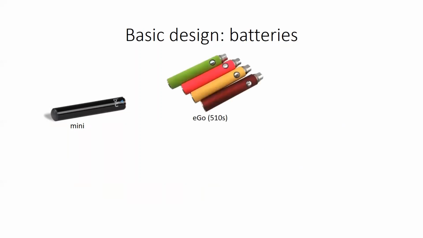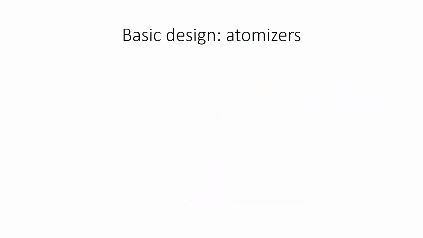You have the batteries. Some of the batteries are called the mini, which is used in cig-a-likes, which I'll show in a while. Then there are the ego batteries. There are what we call the mods. The mods are any of the e-cigarettes where you could change the voltage, or you could change the power setting, or you could change the temperature setting. These are called mods. So you have the tube mods. You also have the box mods.